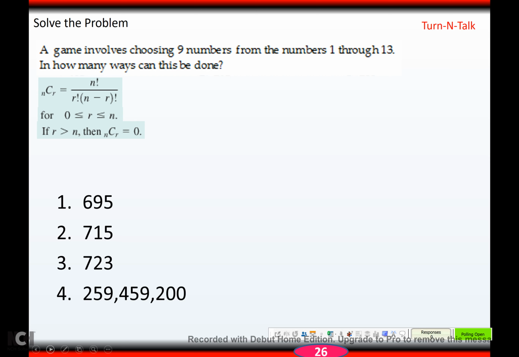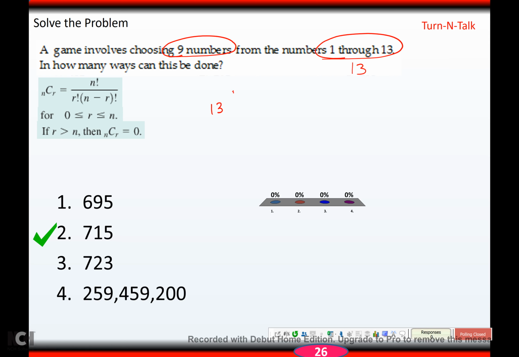Okay, hit pause, come back when you're ready. And hopefully you got 715. If not, you're choosing 9 numbers out of 1 through 13. That's 13 total objects that I'm taking 9 at a time. In how many ways can this be done? It doesn't say that the order matters.